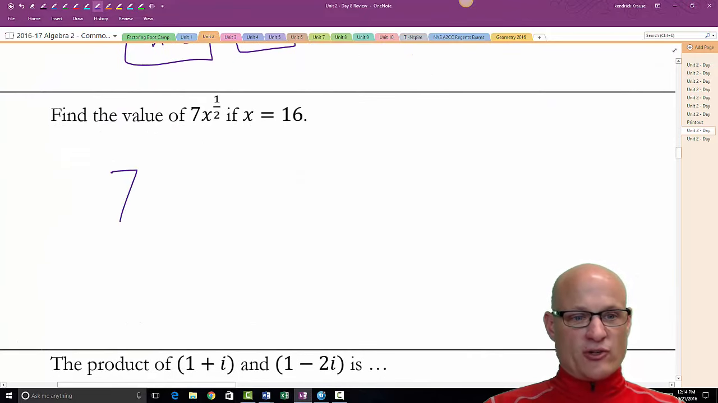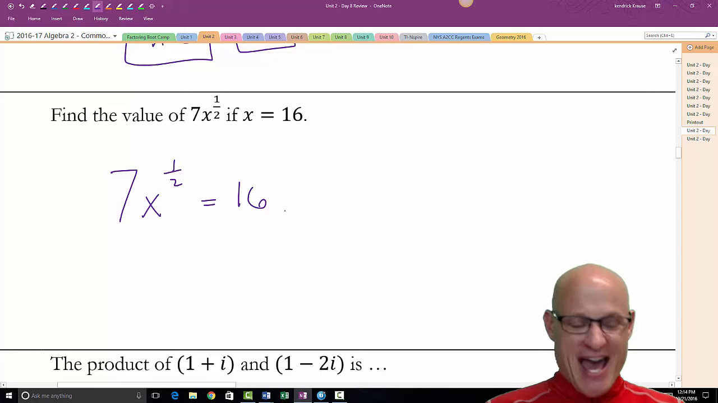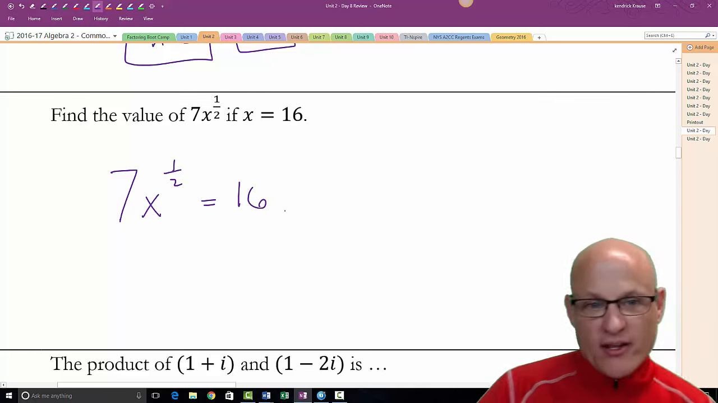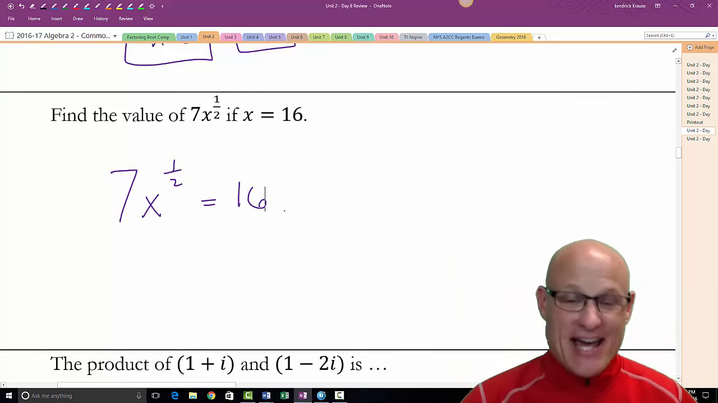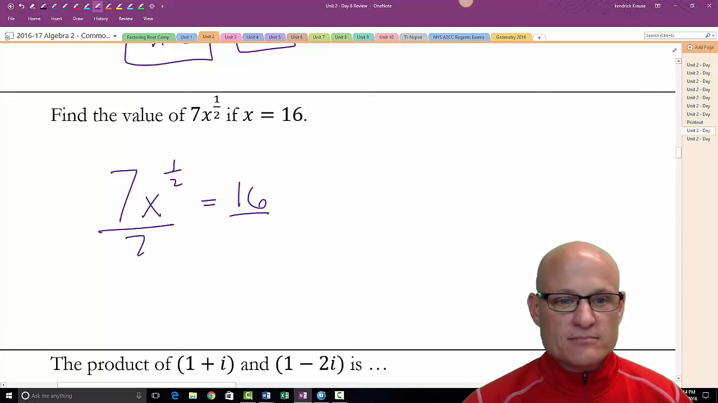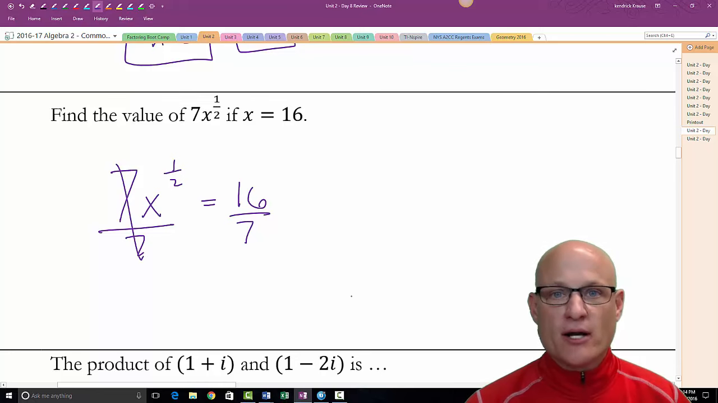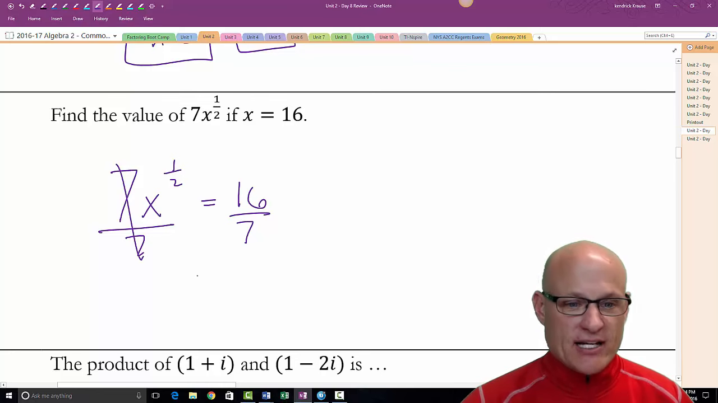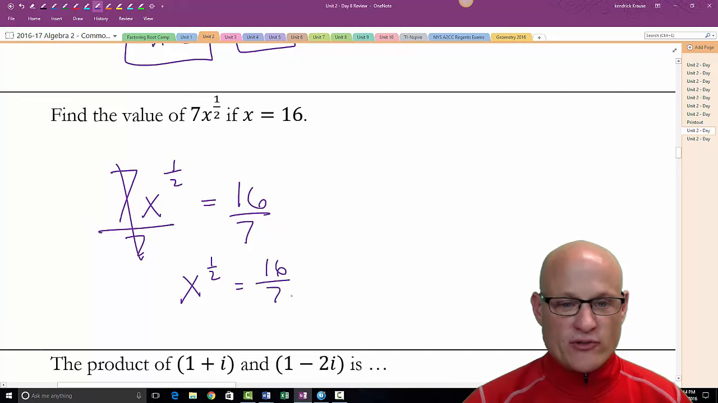Let me rewrite this one so it looks a little bit better. You have to get the weird thing alone. The 7 has to go, so we divide by 7. Gone. So I get x to the 1/2 power equals 16 over 7.